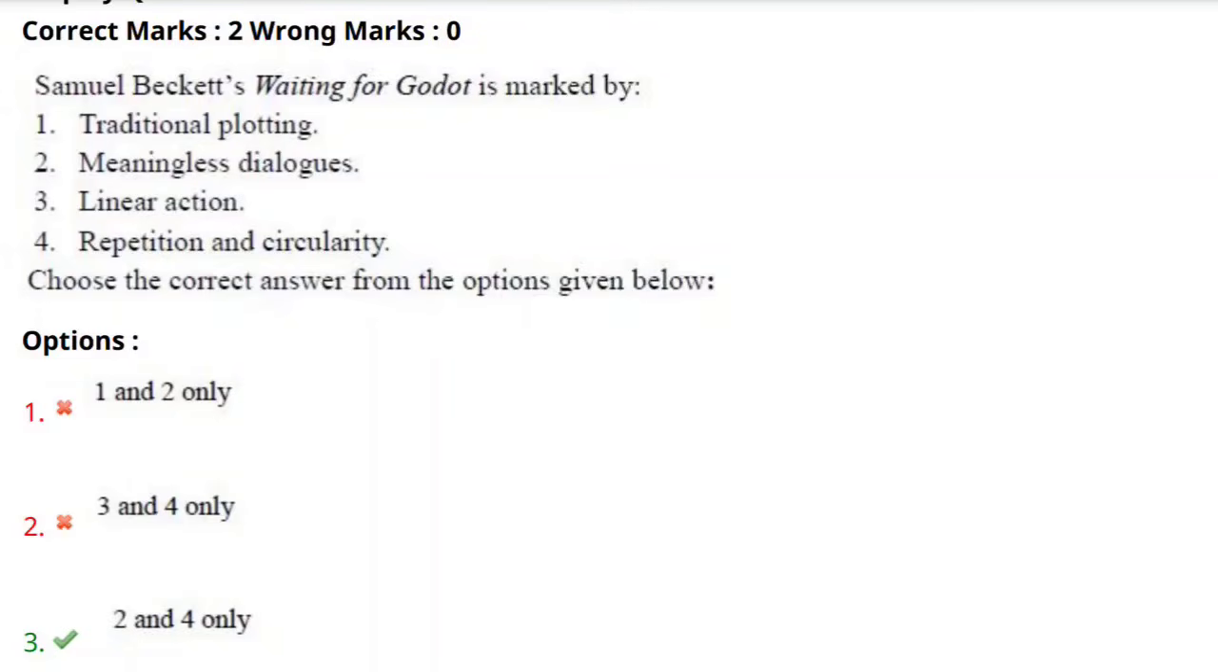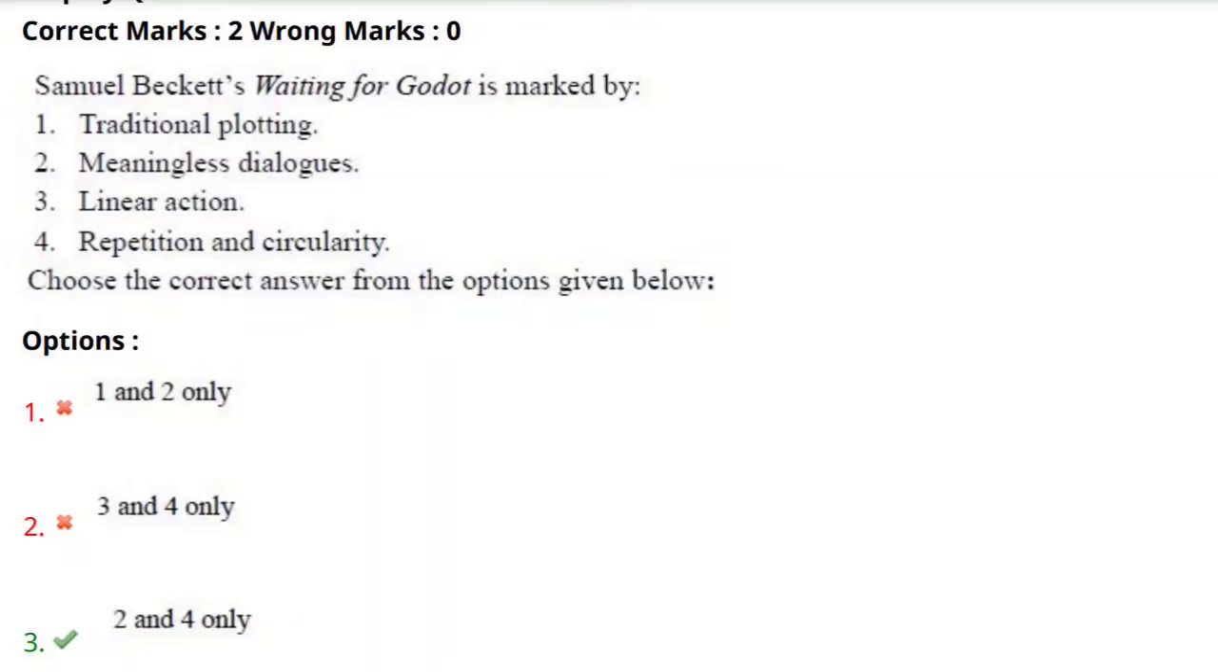First, let me talk about Waiting for Godot. It is written by Samuel Beckett and comes under the Theatre of the Absurd. The plays which come under the Theatre of the Absurd contain meaningless dialogues between the characters and repetition of actions. Absurd is nothing but meaningless, pointless. If we see the options, traditional plotting we can see in normal dramas, normal plays, not in the Theatre of the Absurd, which is characterized by unconventional plotting. So the first option is not going to be correct.